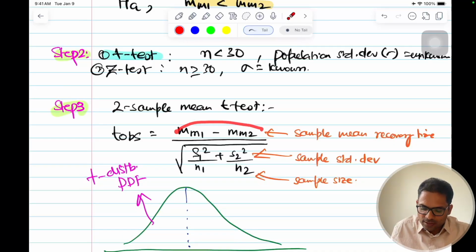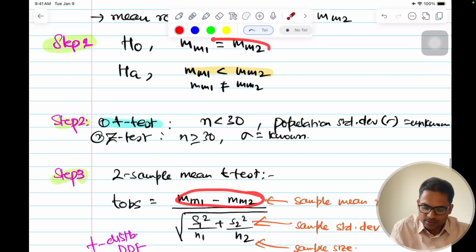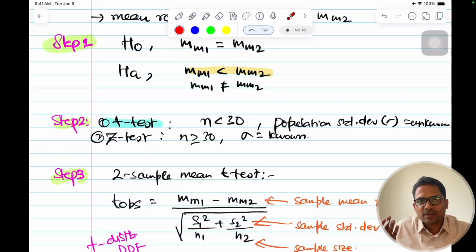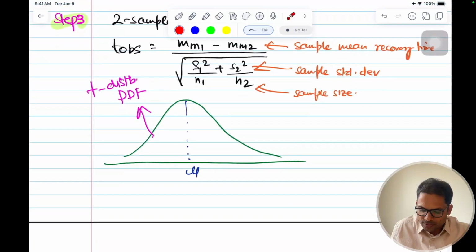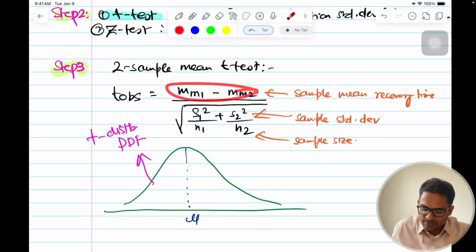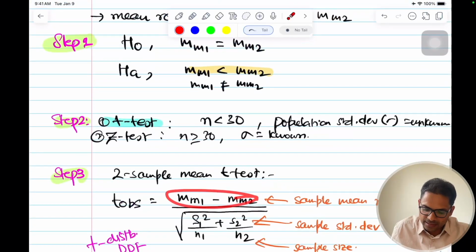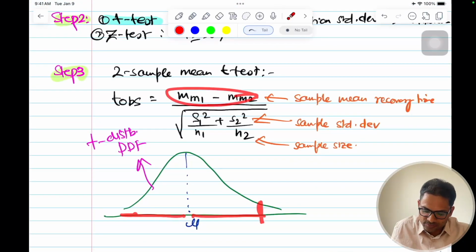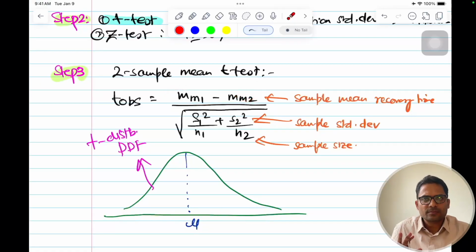So if both are very close, that is my null hypothesis, both are almost the same, there is no difference between them, so it will automatically come near 0, right? And if both are not the same and there is a vast difference, they will go away from 0. So for example, if m1 is less than m2 or otherwise, it will go this way or this way, it will go away from the mean. I hope that is clear. Okay, so keep this intuition in mind.